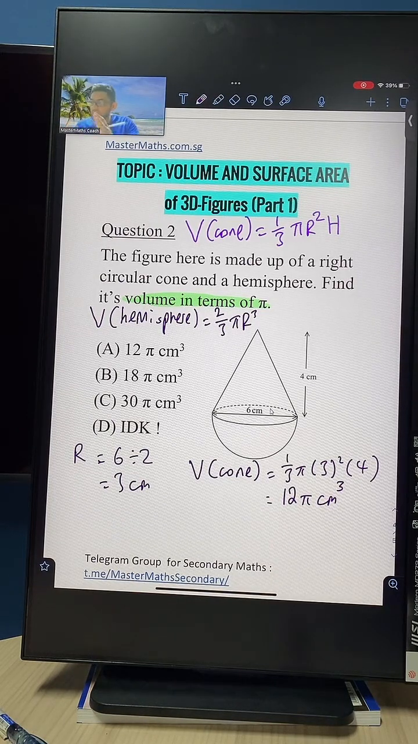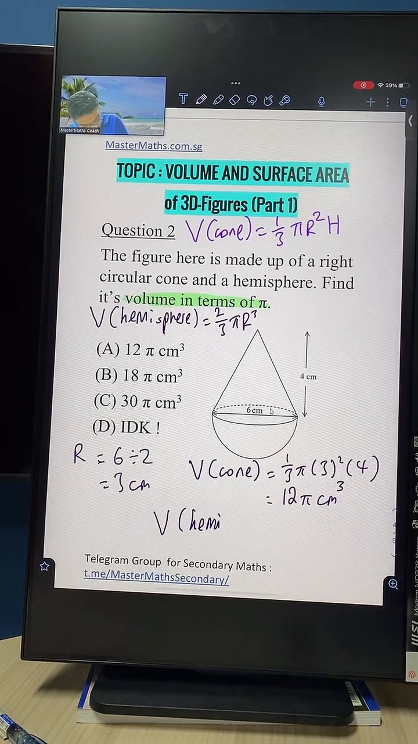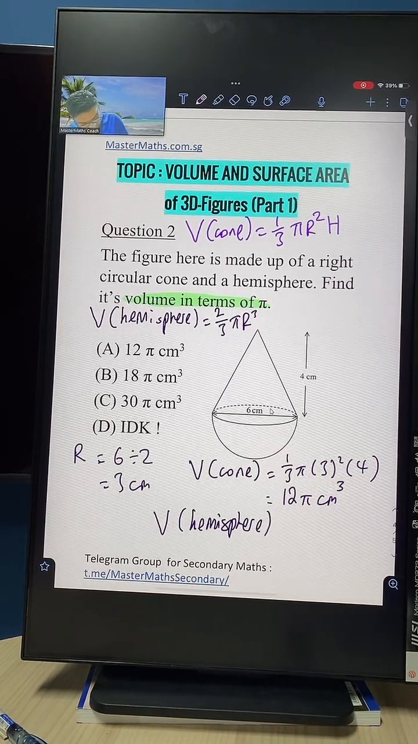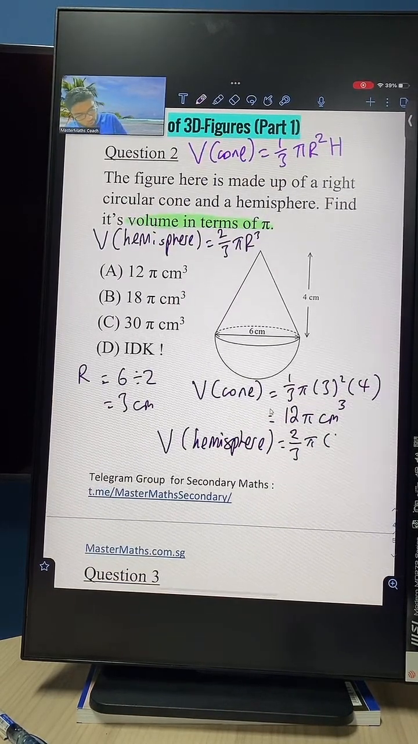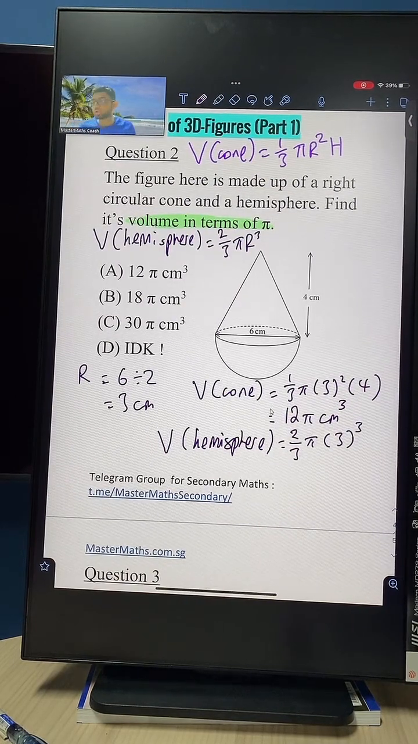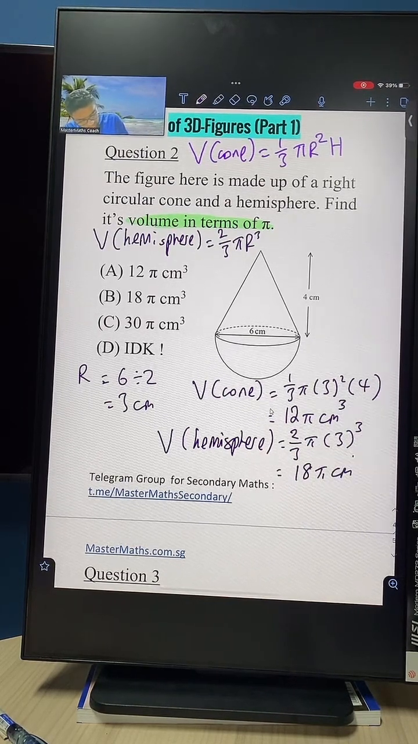Okay, now friends, we move on to the volume of the hemisphere. Now this is just 2/3 pi r cube. The radius is 3, and you cube that. And leave the pi outside your calculator. Don't press anything for pi. 2/3 times 3 cube. The answer there will just be 18 pi cm cube.